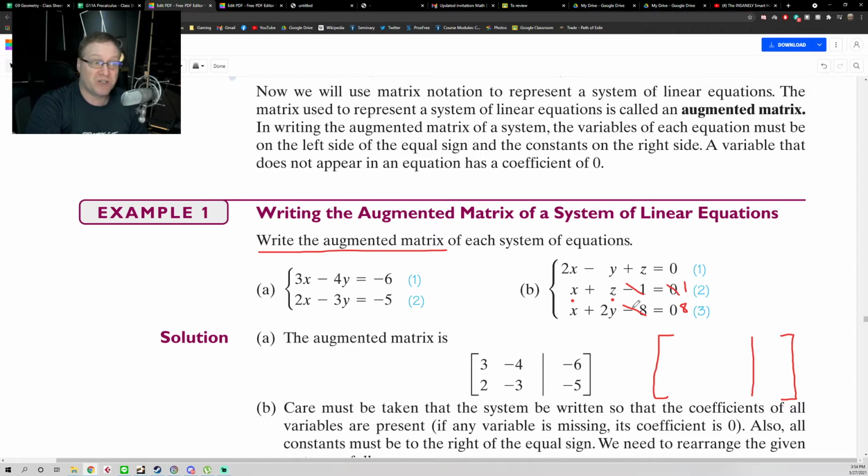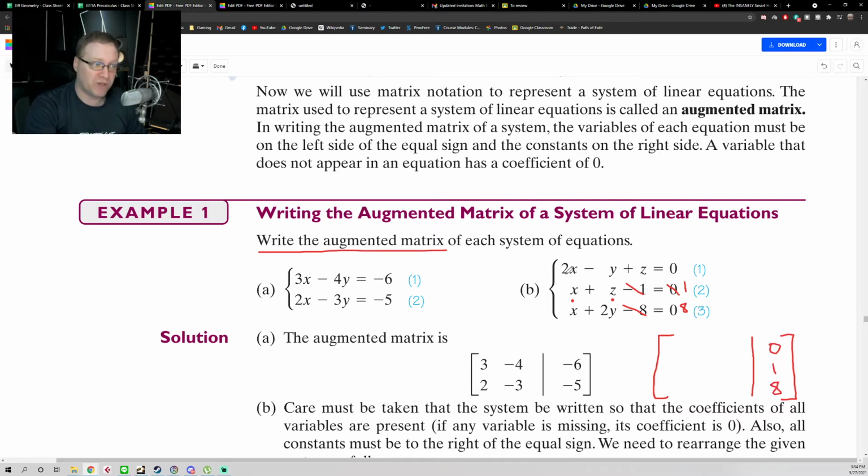All right, so you need to make sure that all of your coefficients are on one side with the variables, and then your constants are on the other side. You have to do that first before you can make your augmented matrix. So now we have fixed it. We can go ahead and make our augmented matrix. All right, so 0, 1, 8 are going to be our constants over here.